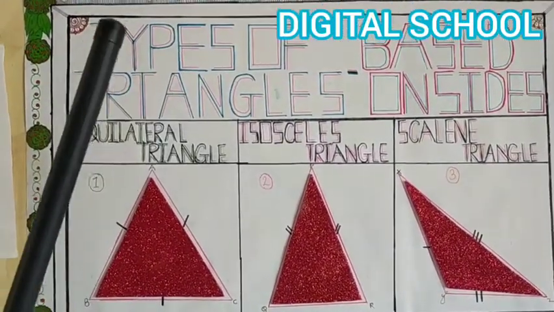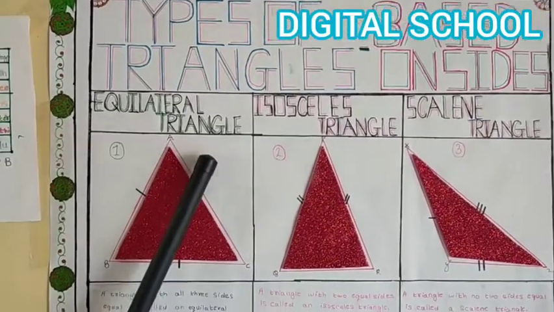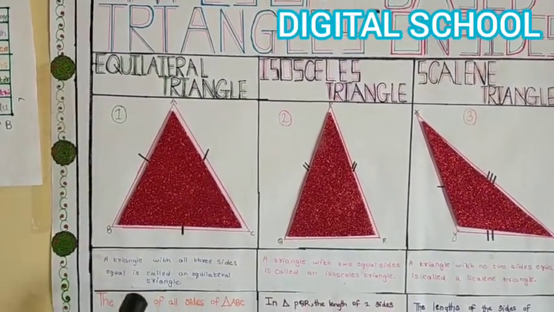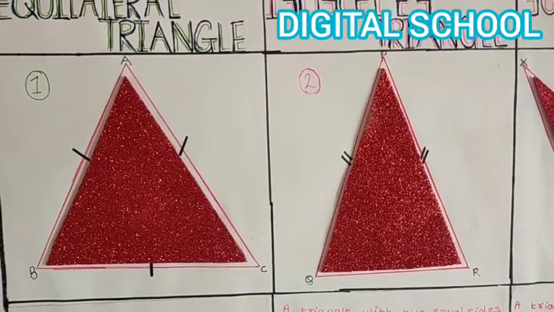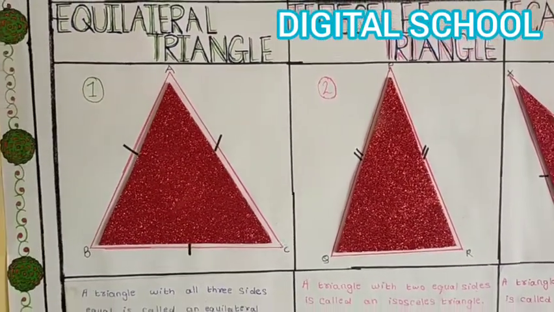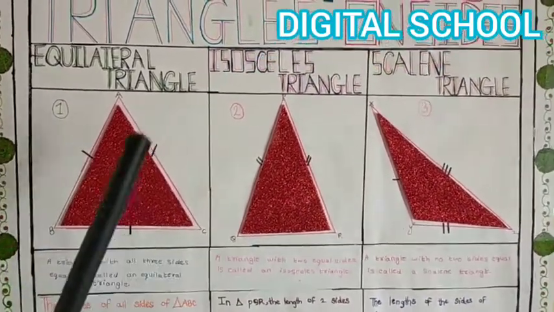Look at this chart. Types of triangle based on side. Equilateral triangle. The definition of equilateral triangle: a triangle with all three sides equal is called an equilateral triangle. The length of the sides of triangle ABC are equal.